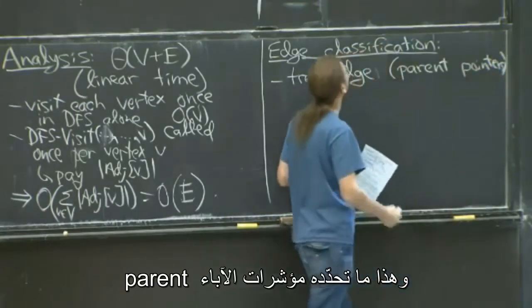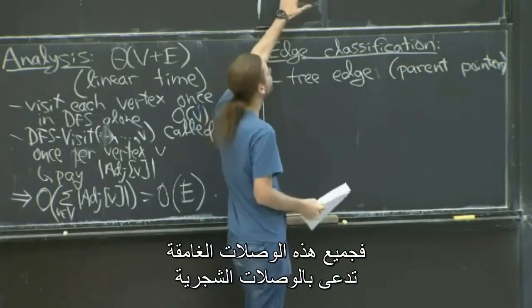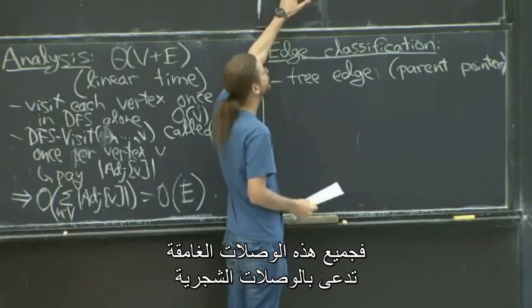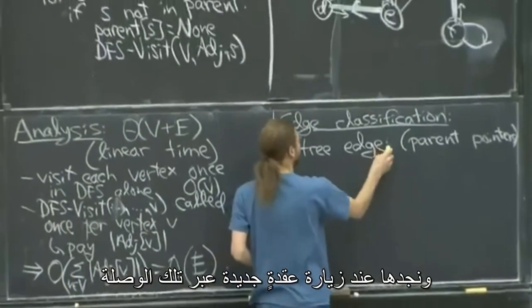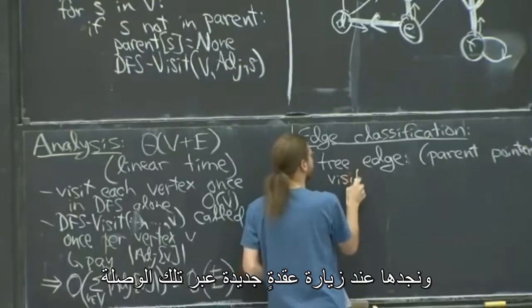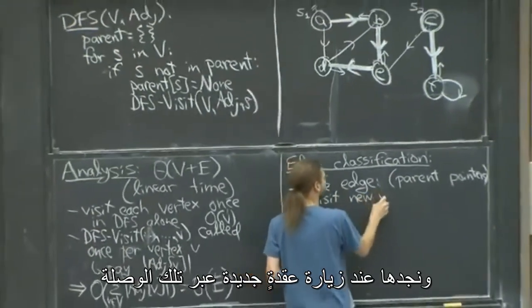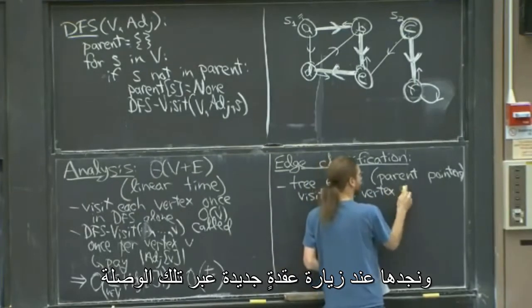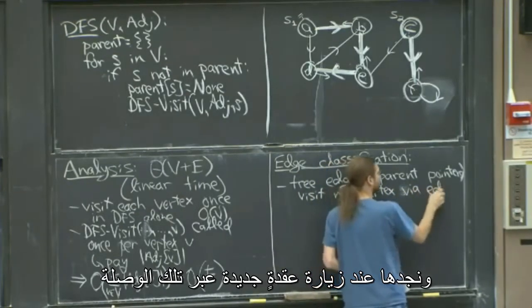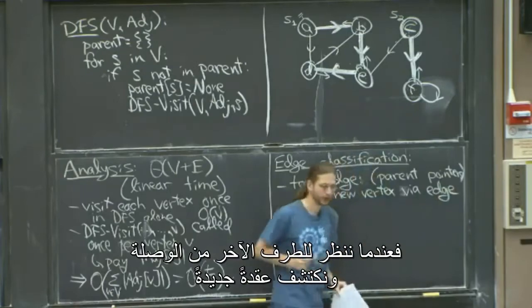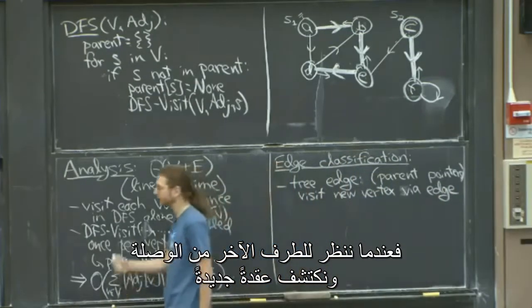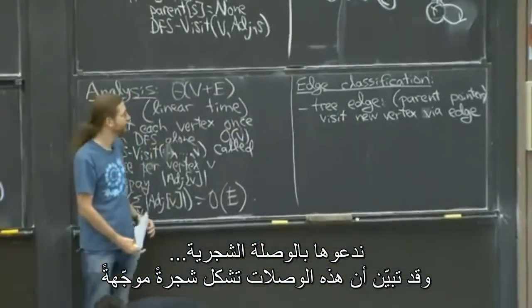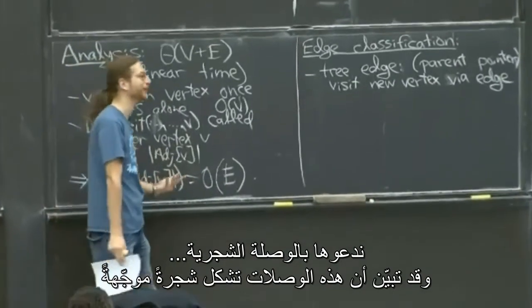And that's what the parent pointers are specifying. And all the bold edges here are called tree edges. This is when we visit a new vertex via that edge. Okay, so we look at the other side of the edge. We discover a new vertex. Those are what we call tree edges. It turns out they form a tree, a directed tree.